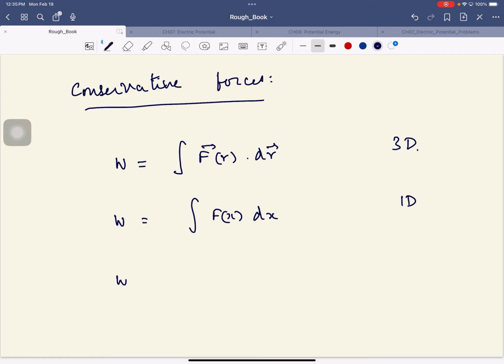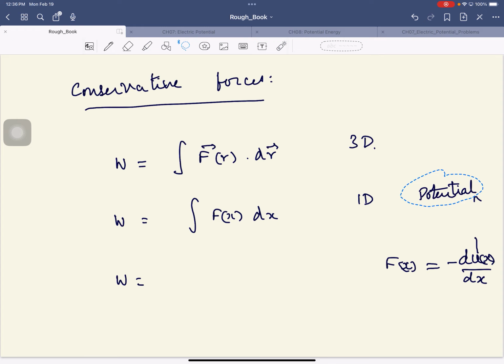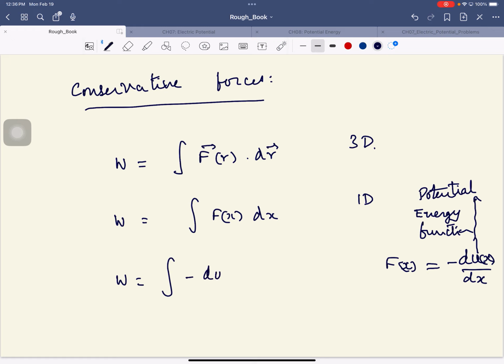Now, we saw from the fundamental theorem of calculus that if your force happens to be the derivative of a function, and the minus sign is used for physical reasons, this function is called the potential energy function. So if your force is like that, minus dU by dx.